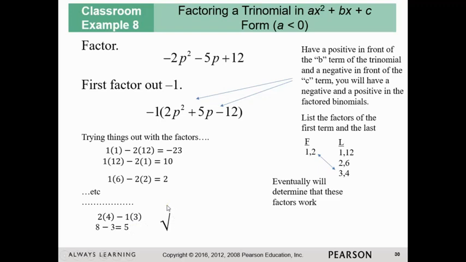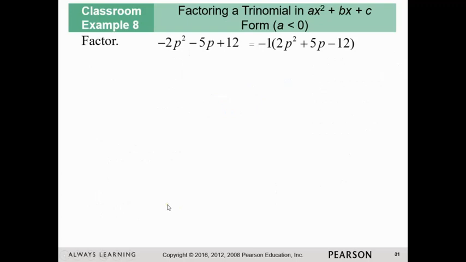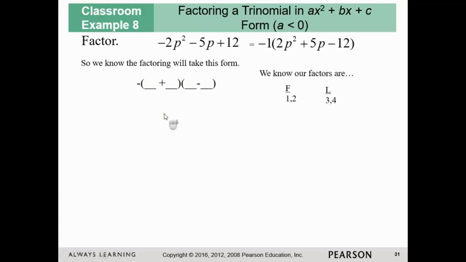So based upon what we know, since we have a positive in front of the b and a negative in front of the c, we know that it's going to have this form where we're going to have a plus and a minus in the factored binomials. Remember, we're working with this one. We've factored out the negative 1, and we held on to that negative on the outside. And we found our factors before, right?